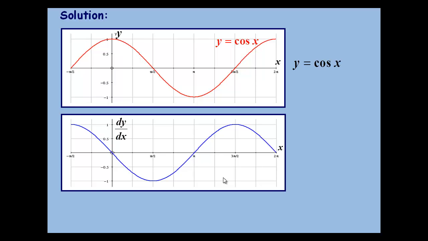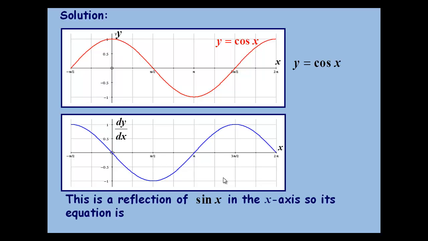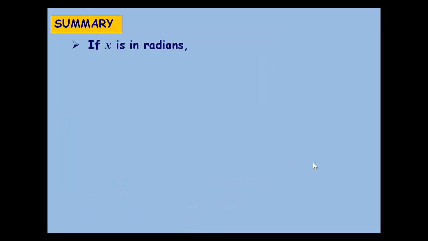And if we look closely at that graph, we can hopefully recognise that it's a reflection of the sine graph in the x-axis, which from your knowledge of transformations should tell you that the equation is dy/dx equals minus sin x. So we now know what the derivative of cos x is.